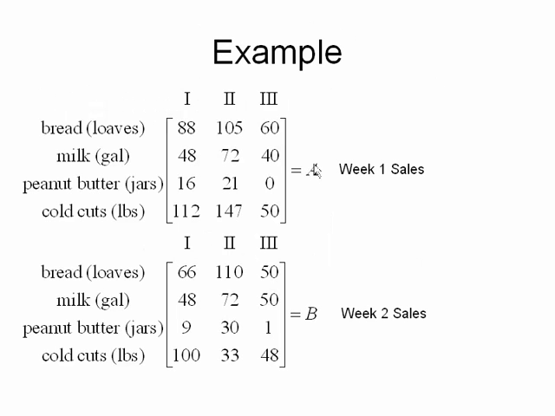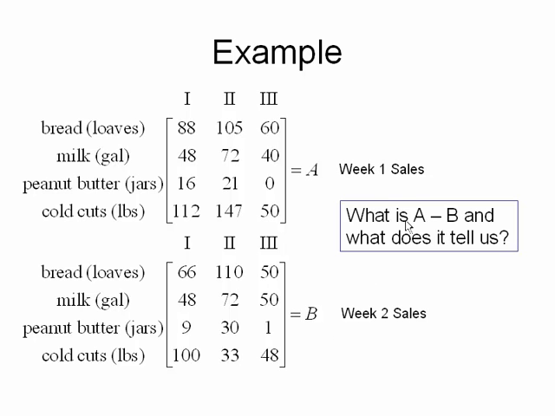So let's take a look at an example with bread, milk, peanut butter, and cold cuts in the rows, and the different convenience stores 1, 2, and 3 in the columns. I have a whole bunch of entries there that tell me how many of each one of these were sold in week 1. And we're going to call that capital A. Now the matrix below is the exact same thing, except now it's the week after that, the week 2 sales. And we're going to call that matrix B. So if I find A minus B, what's that equal to, and what does that tell us?